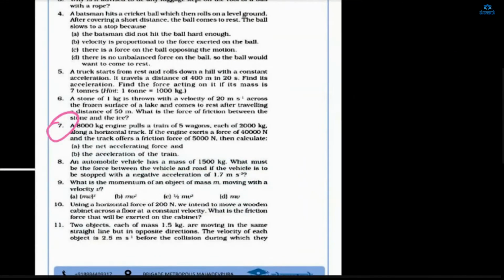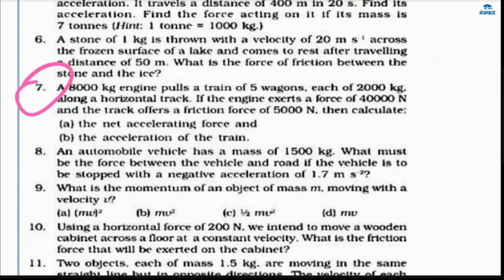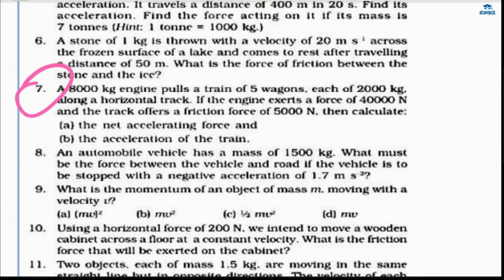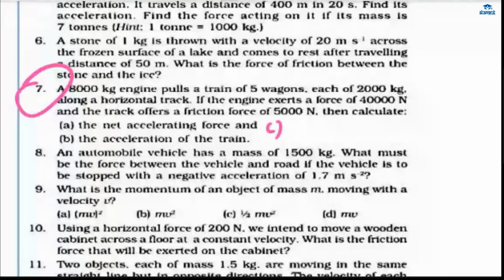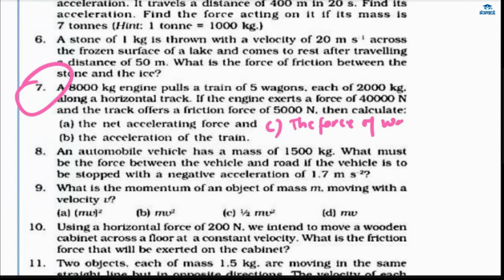And one more question. Can you do this question? Try it. Yes, ma'am. When I was in ninth class, I used to feel this question was very hard, so I used to do this question many times. I don't know why. And one more question was there: calculate the net accelerating force, acceleration of the train, and a C part was also there. The force of wagon one. Yes, ma'am, I have done this question in class. Only 1 minute, ma'am.